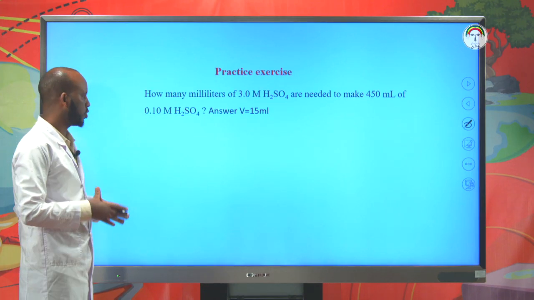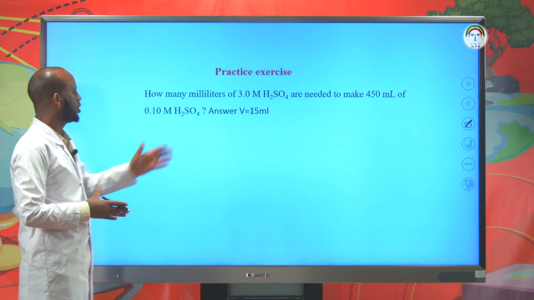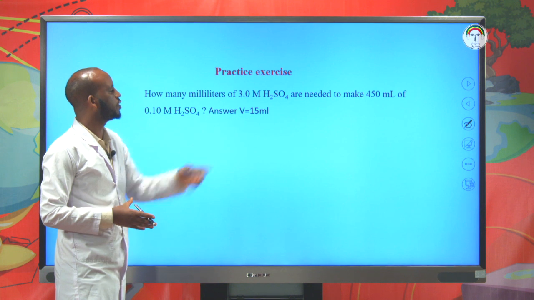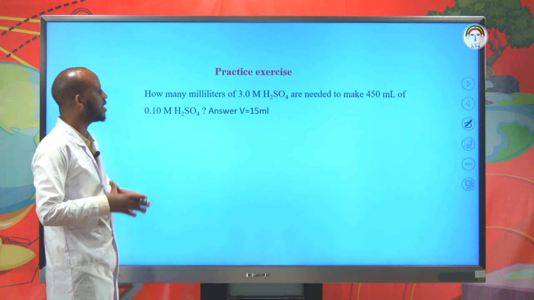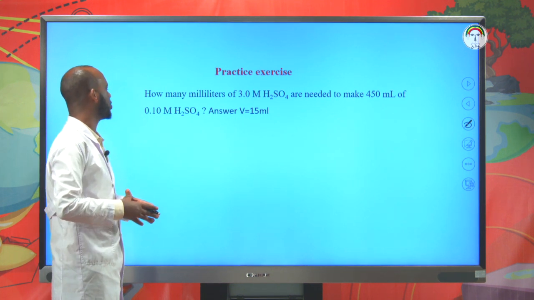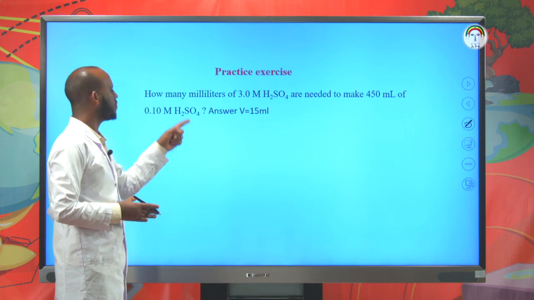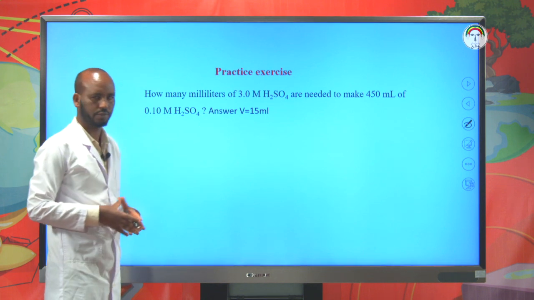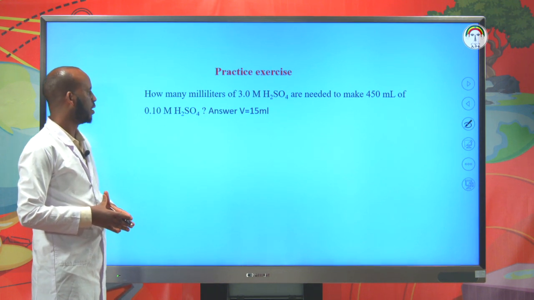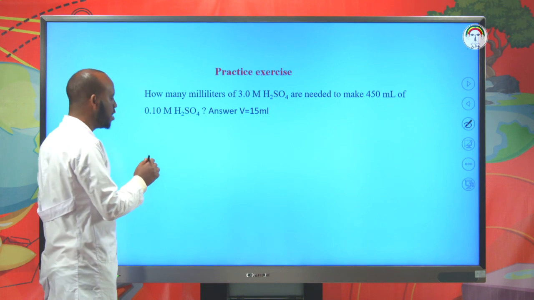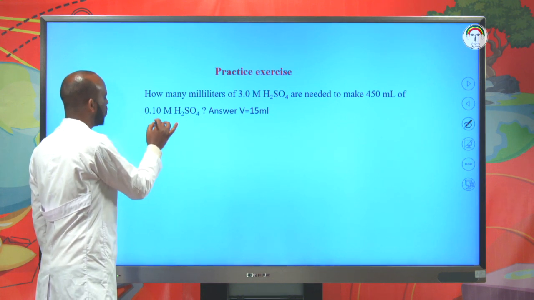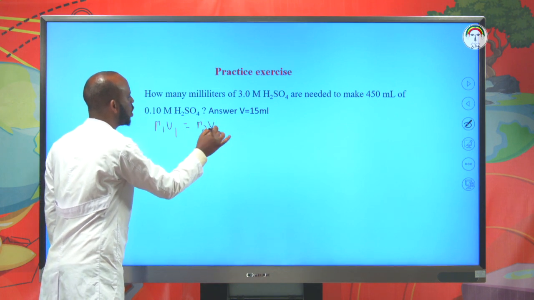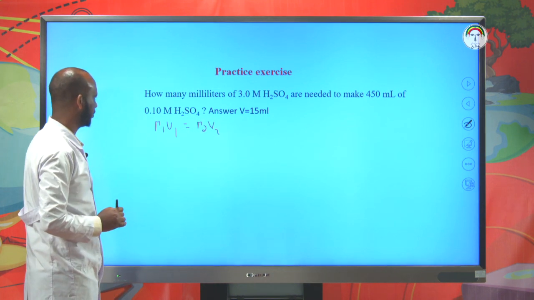Welcome back again, students. Let us do it together. How many milliliters of 3 molar sulfuric acid are needed to make 450 milliliters of 0.1 molar sulfuric acid? Now this is dilution. Therefore, from dilution equation, we have molarity 1 times V1 equal molarity 2 times V2.